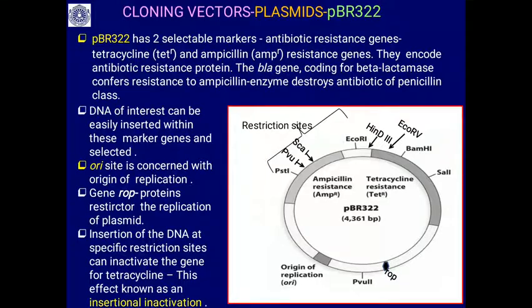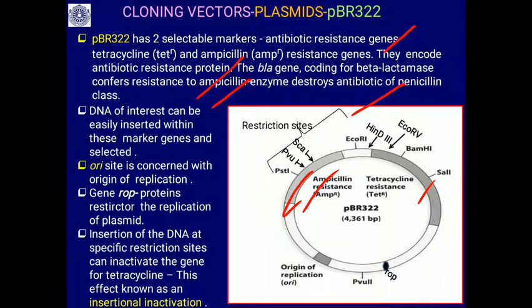The markers are antibiotic resistance genes. You will find an ampicillin resistance gene and a tetracycline resistance gene: the tetracycline resistance gene TET-R and the ampicillin resistance gene AMP-R. R stands for resistance. They encode antibiotic resistance proteins. The ampicillin resistance protein is beta lactamase, and the gene coding for it is called the BLA gene or ampicillin resistance gene. It confers resistance to ampicillin, an enzyme that destroys antibiotics of the penicillin class. So the DNA of interest can be easily inserted with these marker genes and selected.